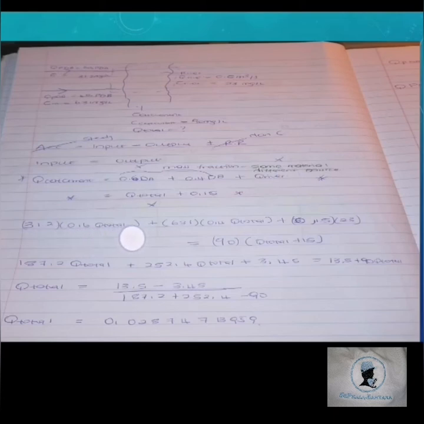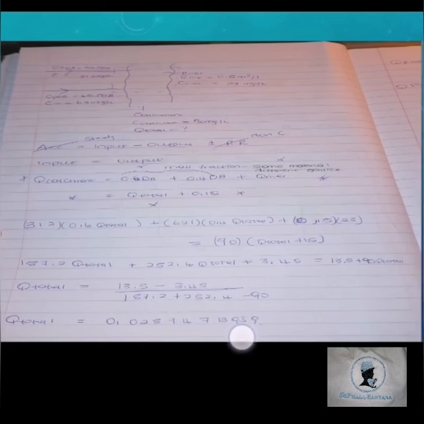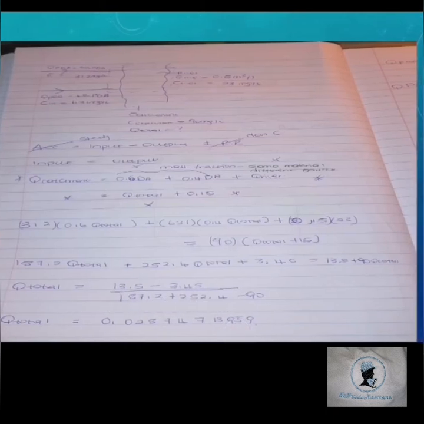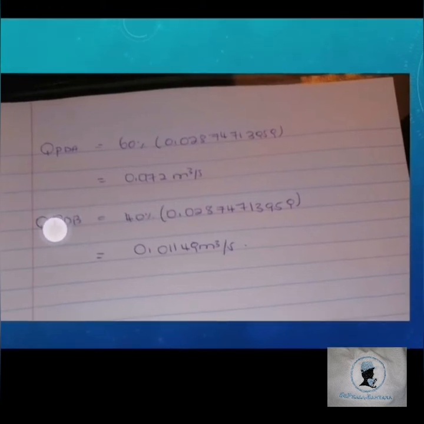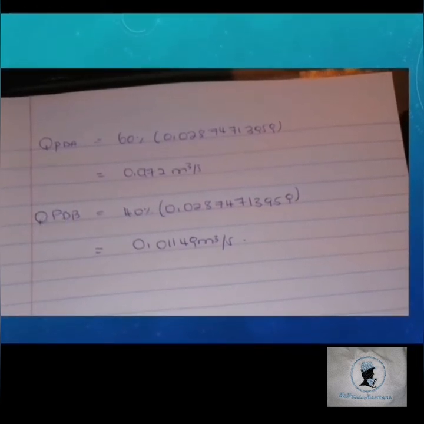So I went on and I applied and then I started substituting. I solved for Q total, which was my unknown, but the question was not for me to get the Q total, but rather get the flow rate of each. So I went on and said QDA is equal to 60% multiplied by Q total, and I got this, and I said QDB is equal to 40% multiplied by that, and then that's how I got my answer.